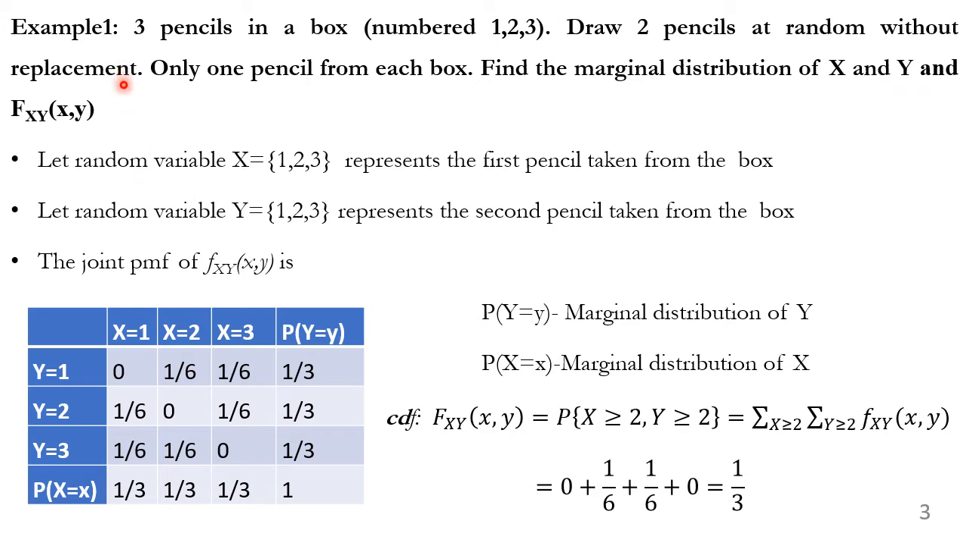First example, there are three pencils in a box which are numbered as 1, 2, 3. We need to draw two pencils at random without replacement. Only one pencil is drawn from each box at a time. Find the marginal distribution of x and y and also its CDFs fxy.